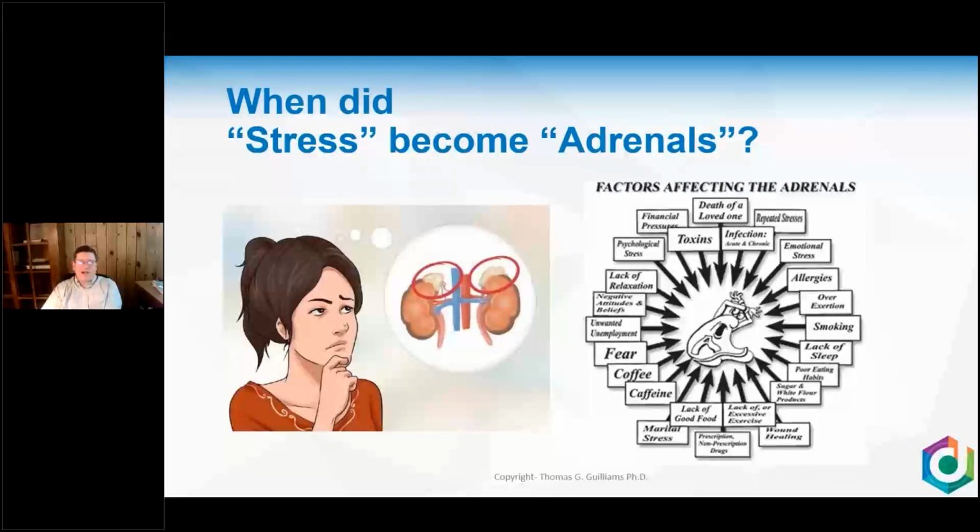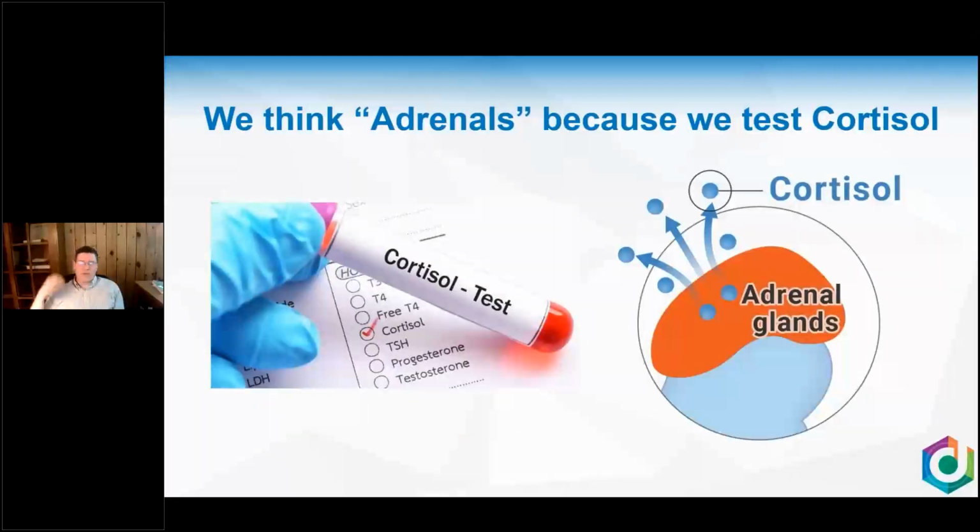So when did stress become all about adrenals? And so obviously the adrenal gland, it's the HPA-axis. So the A is still important to the HPA-axis, but when did we get this sort of merging of language? Well, a lot of it has to do with the fact that we think adrenals because we test cortisol, and cortisol is being produced by the adrenal gland. So we think in some ways that if we're measuring cortisol, we're simply measuring adrenal function. And if cortisol goes up, if cortisol goes down, then that's telling us what the adrenals are doing.